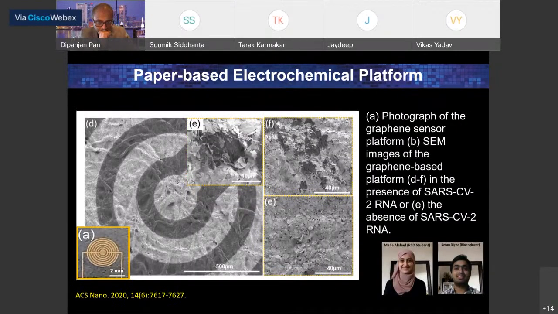This is something where you are looking at a photograph of the graphene sensor platform, AFM images of the graphene platform in presence of the SARS-CoV-2 RNA and in absence of the SARS-CoV-2 RNA. And this A is really an optical picture of the sensor, the contour-based microelectrode that we have developed. And this part of the work was done by Maha Lafif, who is a final year PhD student from Illinois Bioengineering, and Ketan Dike, who is also a bioengineer in my laboratories.